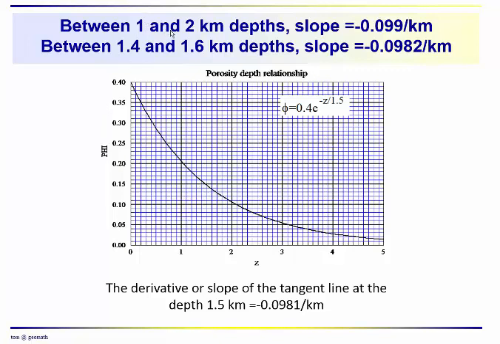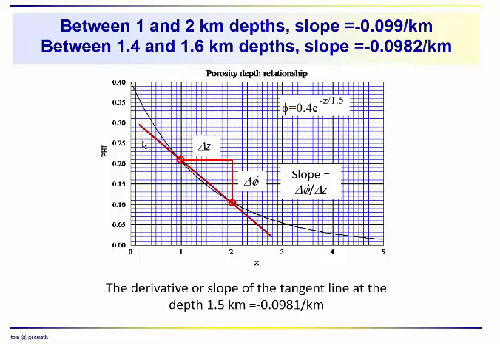So up here we have the slope calculated between 1 kilometer and 2 kilometers. We get a slope of minus, it's a negative, it's dropping off as we increase in depth, 0.099. We'd say, well, okay, 0.1 change in porosity with 1 kilometer depth. If we did that same computation now at 1.4 and 1.6 kilometers, we'd get a different result.